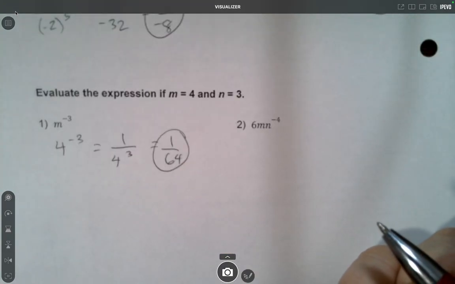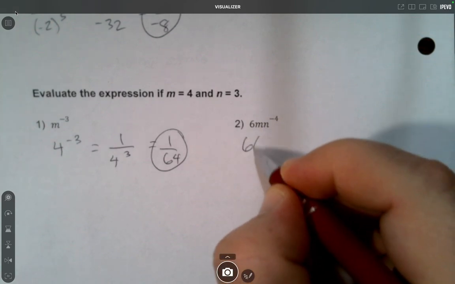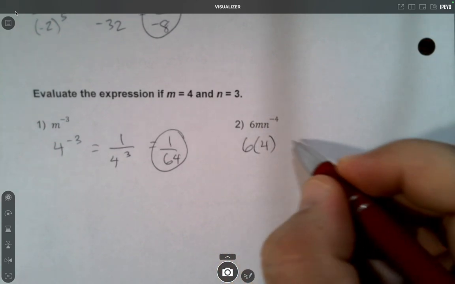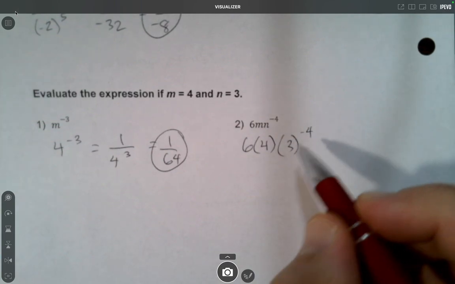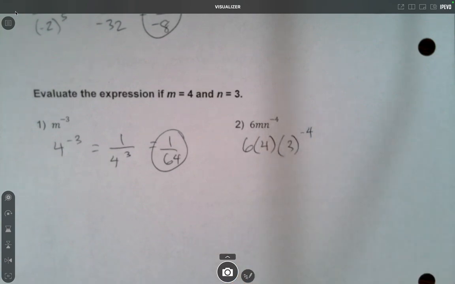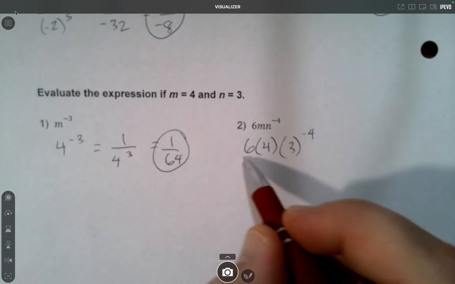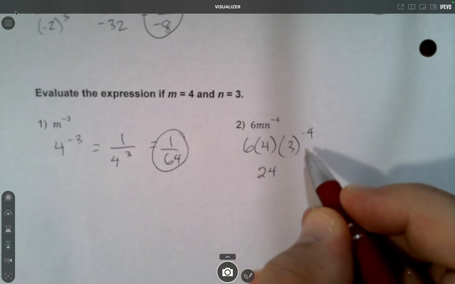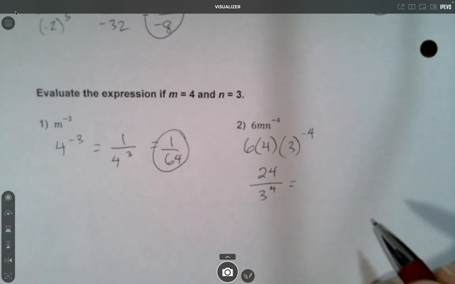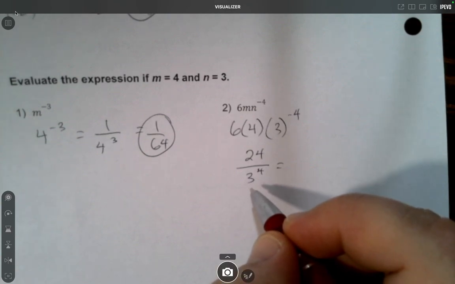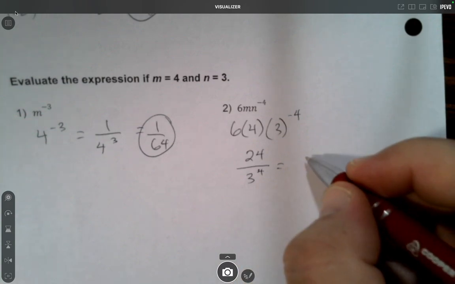Okay, here we've got a little more work to do, so we got to be careful. So m is 4, n is 3. So notice, the m has no exponent other than the understood 1, but the n has an exponent of negative 4. So I can just use 6 times 4 and get 24. And 3 to the negative 4 is the same as dividing by 3 to the 4th. And 3 times 3 is 9. 3 times 3 is 9. So 4 of them gives you 9 times 9, which is 81.